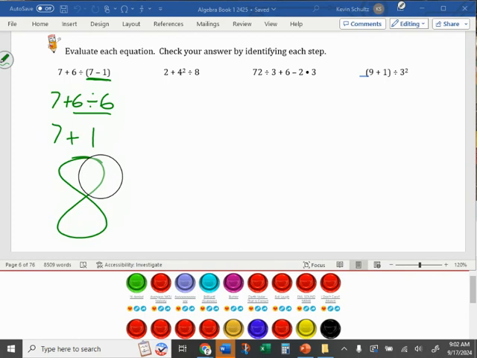Next one. What's being done first? Claire. Exponents. What is 4 squared? 16. 16, not 8, right? It's not 4 times 2. What's being done next, Olivia? Division. 16 divided by 8 is 2, and 2 plus 2 is 4.